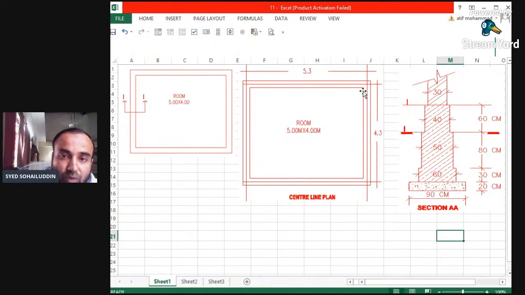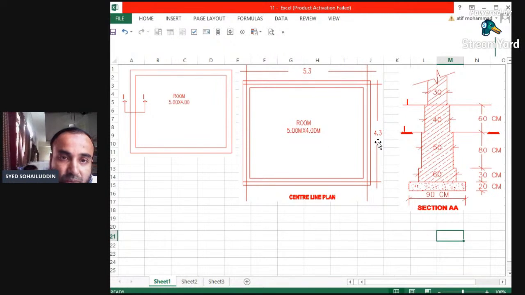Half wall thickness at the top is 0.15 meters, and below, along the shorter direction, there is again half the wall thickness, 0.15 meters. So these are simple calculations. We just add 4 plus 0.15 plus 0.15, that will be 4.3 meters. So 4.3 meters is the center to center distance of the short wall, which has been mentioned in this drawing.